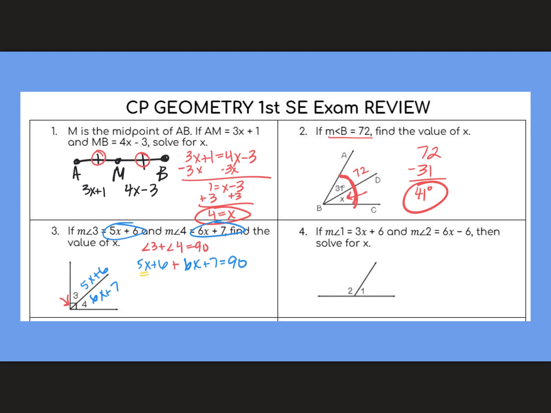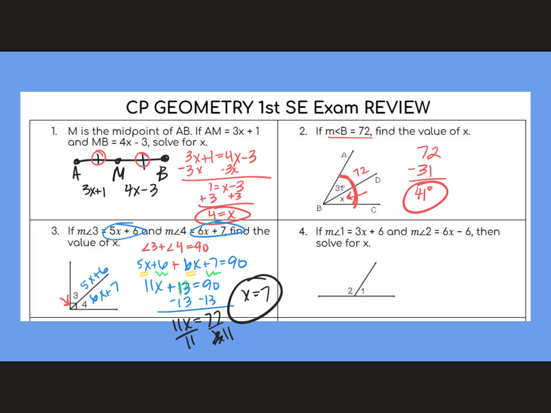Combine our like terms, 5x and 6x, that's 11x. 6 plus 7 is 13, and that equals 90. So subtract 13, we get 11x equals 77, and x is 7. There you go.